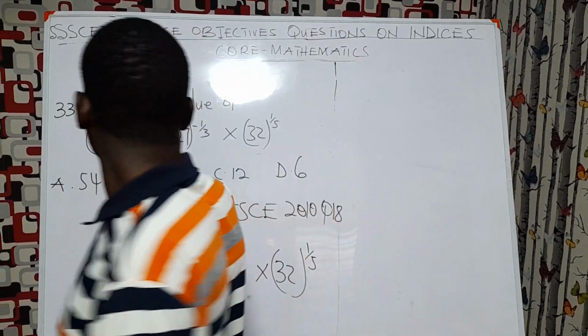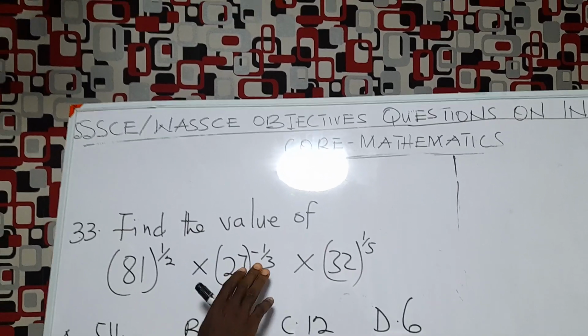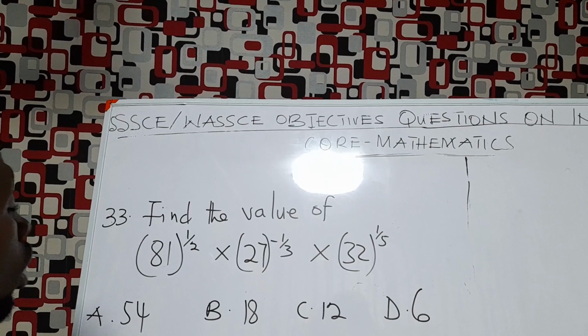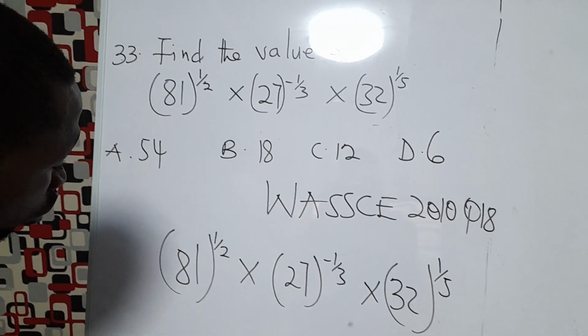Now let's see. So find the value of 81 exponent half times 27 exponent negative 1/3 times 32 exponent 1/5. So these are the possible answers. So please let's try to solve it.